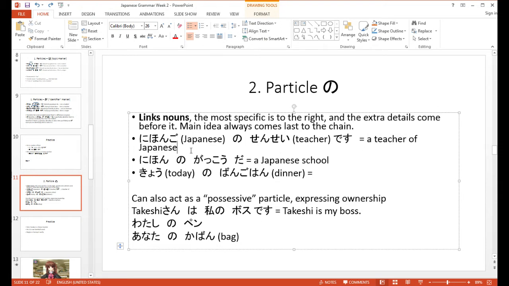Okay, Nihon no gakko. So gakko is school. So what about the school? It's a school in Japan. So it'll be a Japanese school. All right. Kyo no bangohan, bangohan is the more specific one. So you can say dinner of today, but of course, who would say that in English? So you say today's dinner. Okay. Now you see how it's like today's dinner, where it's like a possessive kind of thing. There's the apostrophe s. So particle no can act as a possessive particle, expressing ownership.